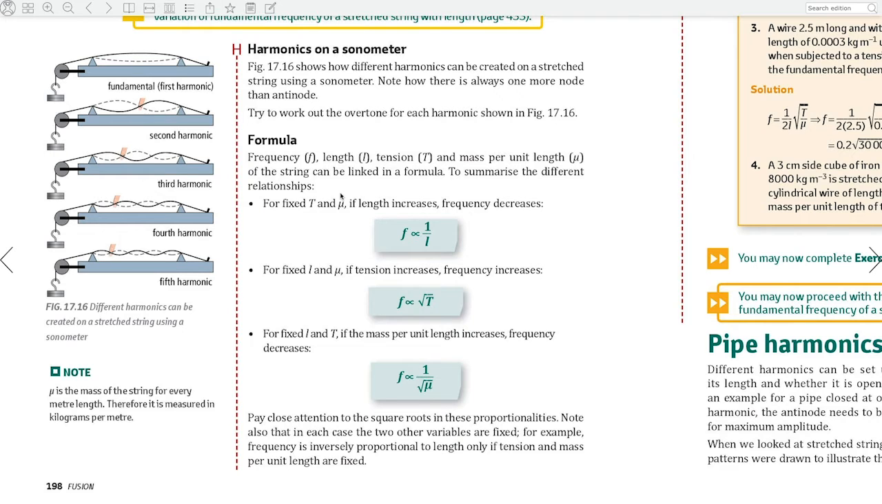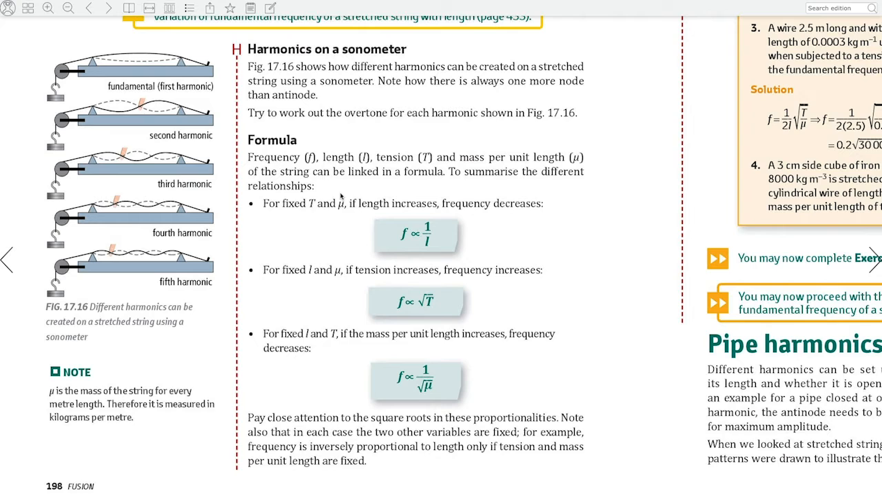And that's what your book shows here, at the bottom of page 198. There's the diagram, better than mine, showing the possible vibrations of the string, something like you saw in the video there. And so there's the fundamental, the second harmonic, the third harmonic, the fourth harmonic, the fifth harmonic.